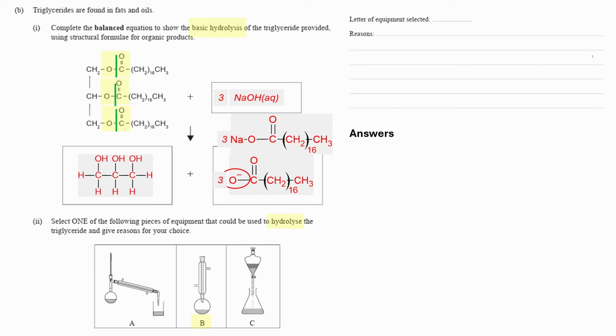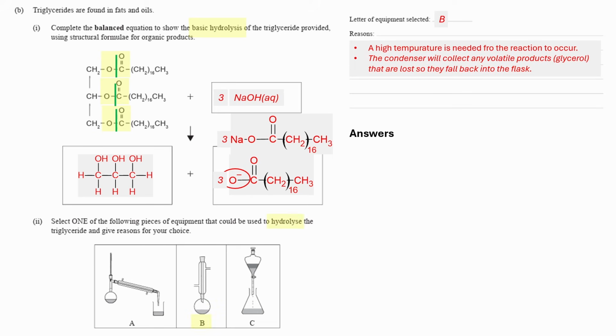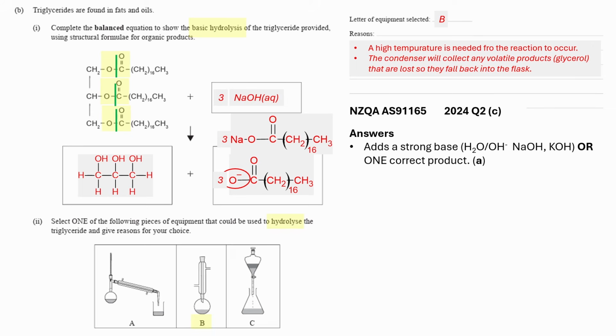So we select B. The reason is the high temperatures needed for the reaction to occur quickly in a reasonable time. So I should maybe have said something about speed there. And the condenser will collect any volatile products. I can't see any volatile products. I mean, glycerol might be volatile once you get up to about 300, 400 degrees Celsius. But if you did have a volatile alcohol coming off and you needed that in your yield, the condenser would collect it and it would fall back into the flask.